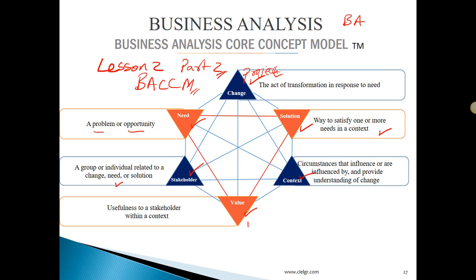Then we also mentioned value, which talks about the usefulness, justification, or benefits that we're going to derive from the solution for our stakeholders. And then, of course, context talks about the environment, or basically the various ways the environment under which the solution will operate, and then also our stakeholders function. So that's the whole idea of the business analysis core concept model.